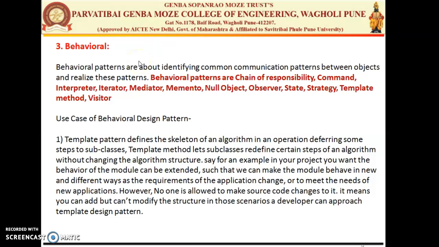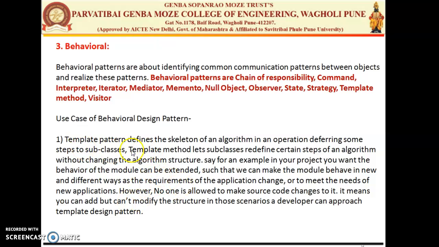The next is behavioral. Behavioral patterns are all about identifying the common communication pattern between objects and realizing this pattern. The behavioral patterns are chain of responsibility, command, interpreter, iterator, mediator, memento, null object, observer, state, strategy, template method, and visitor. These are the sub patterns under the behavioral pattern. So we have seen each and every pattern with its sub patterns.